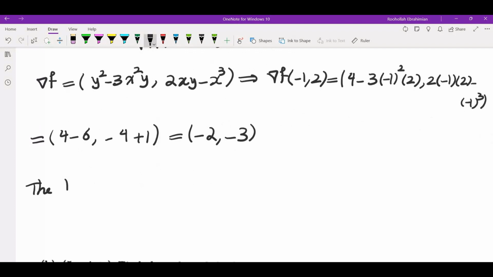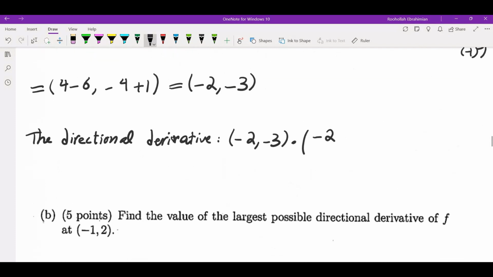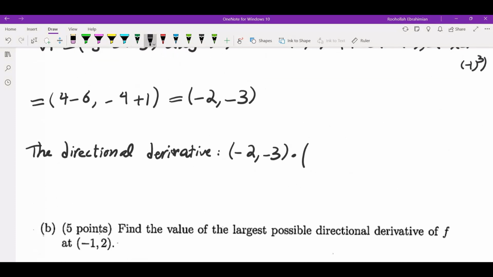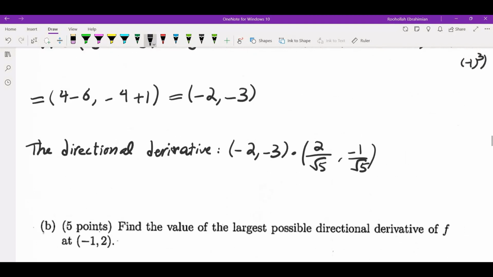Now the directional derivative is going to be (-2, -3) dotted with the vector that we found, which was 2 over root 5 and -1 over root 5, I believe. Let's go back, yeah. So we find the dot product of these two. This gives us -4 over root 5 plus 3 over root 5. So that is -1 over root 5. So that is the directional derivative.